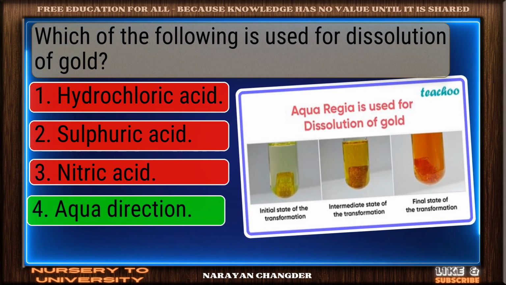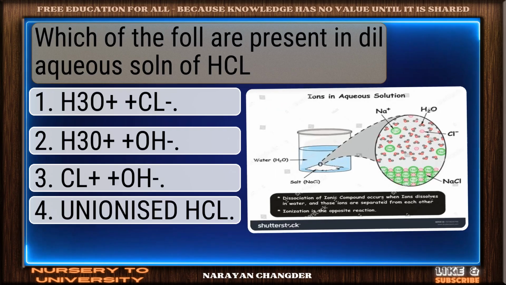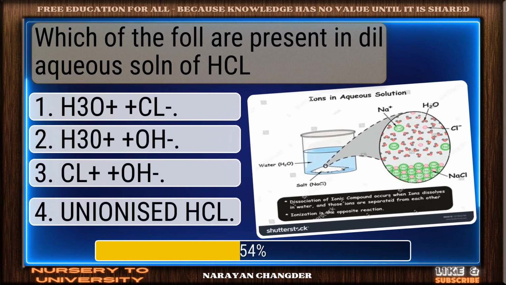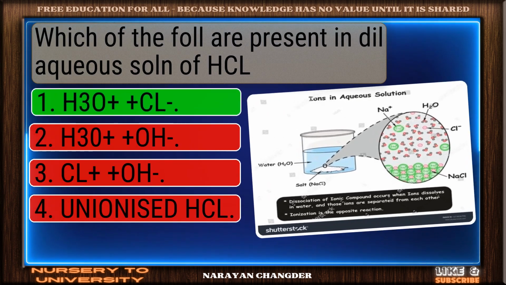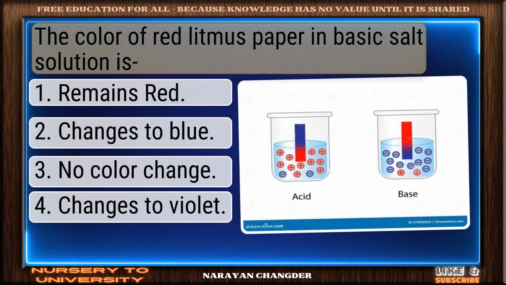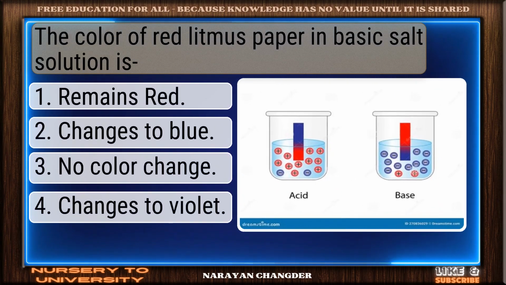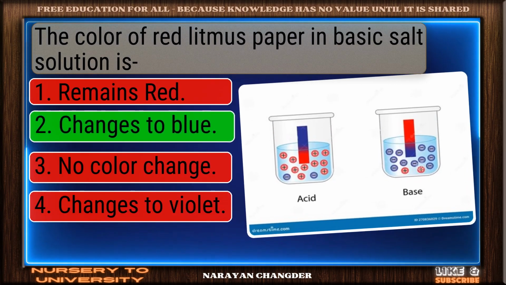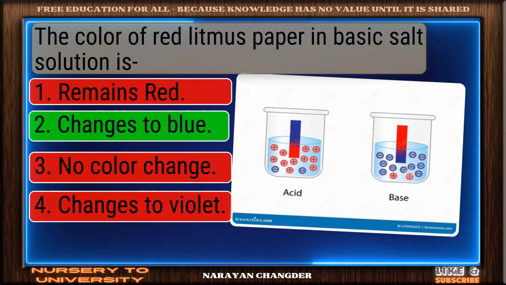Which of the following is used for dissolution of gold? On track. Aqua regia is correct. Which ions are present in dilute aqueous solution of HCl? Sharp thinking. H+ and Cl- is right. The color of red litmus paper in basic salt solution is. Correct. Changes to blue is spot on.